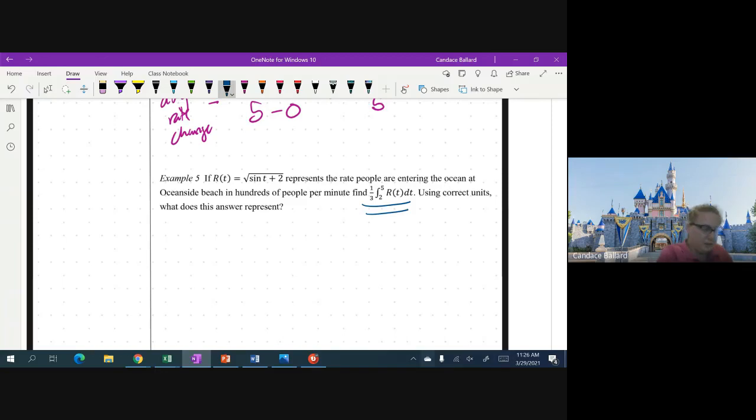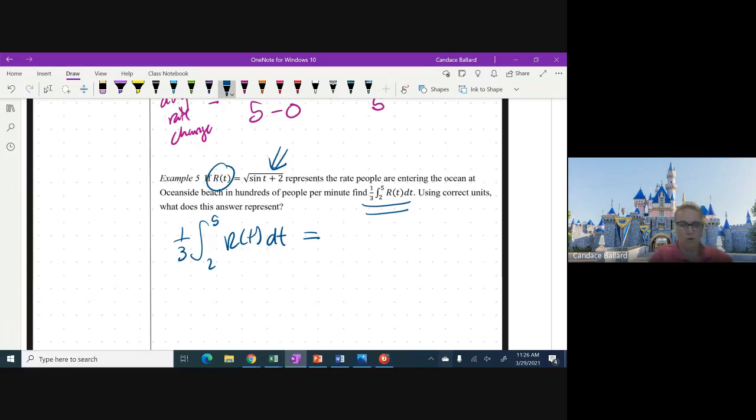All right, so the first thing I'm going to do is just set up the 1/3, the integral from 2 to 5 of R of t dt. Because they gave this to me, I'm not going to make a mistake writing that down. I hopefully will type it into my calculator correctly. So let's get that typed into F1.